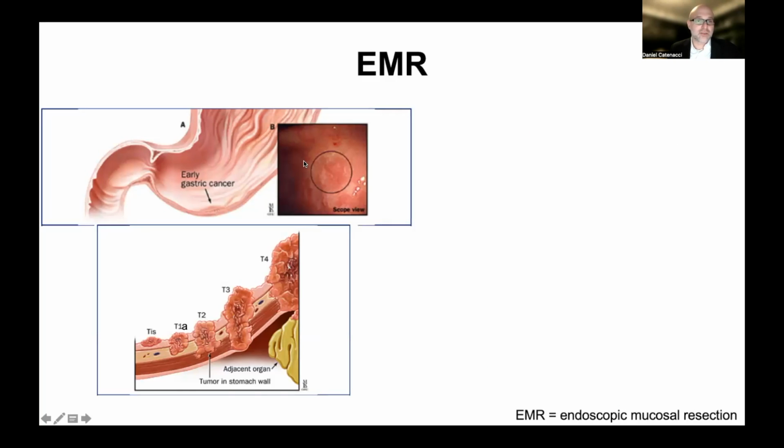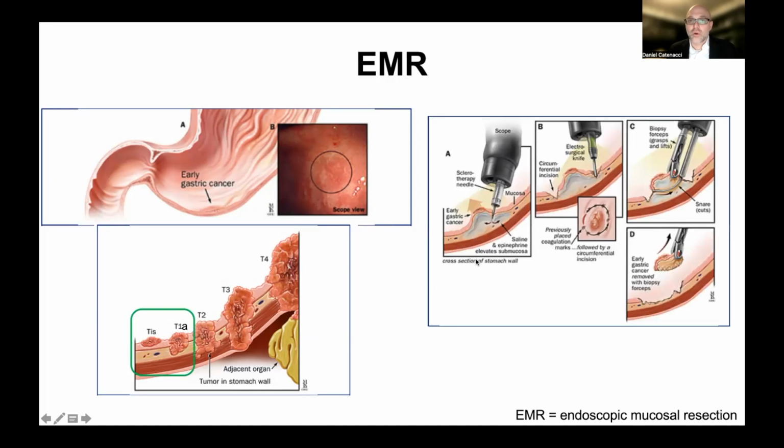And that's shown here, where you see a very early cancer in the stomach in this figure, and an endoscopic view of that might not even show a mass. It may just show some other classic changes, but not an actual mass. And so if confirmed on biopsy, and an endoscopic ultrasound reveals that it's not deeply invading, like a tumor in situ or a T1A lesion, then it would be amenable to local endoscopic mucosal resection.